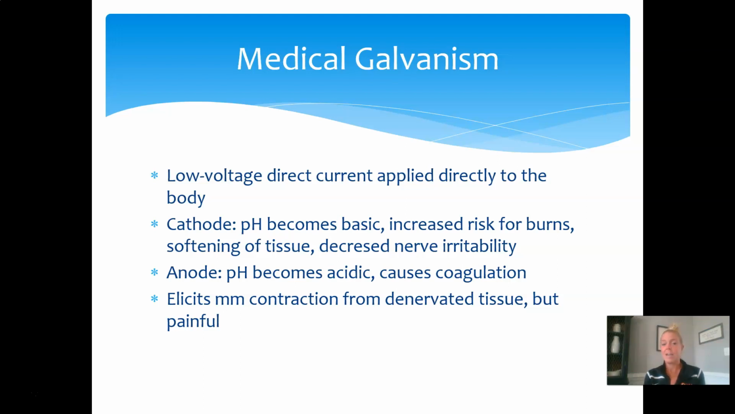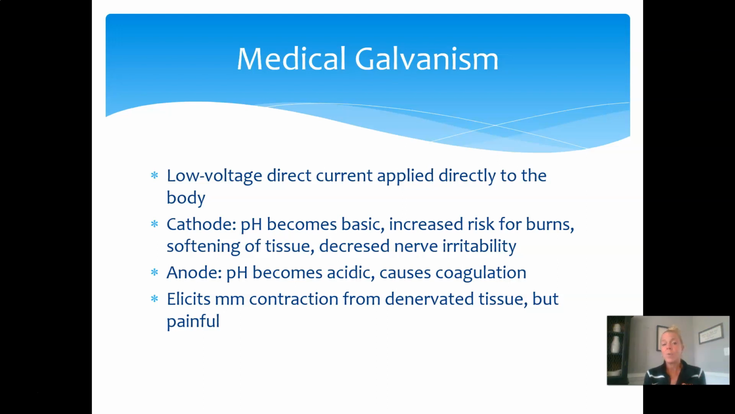The pH in the area is going to become more acidic, and it can cause coagulation. So if your person has issues with clotting or they're bleeding, this could potentially help with that. We typically use these when we're dealing with wounds, really not many other types of treatment, but again, depending on what your goals of treatment are, you can use medical galvanism or this direct current and the properties of either a negative or a positive treatment to help with your treatment goals.